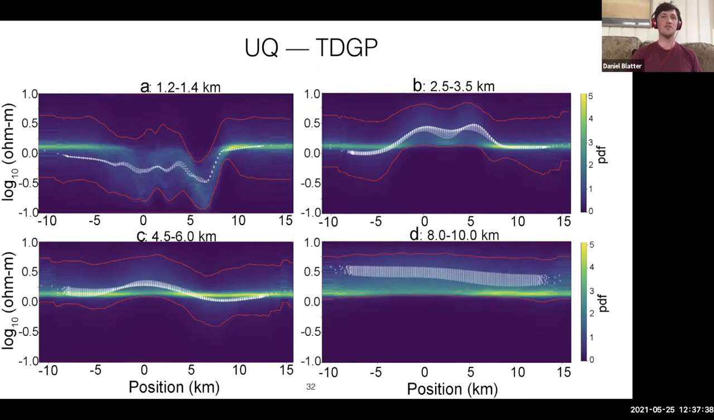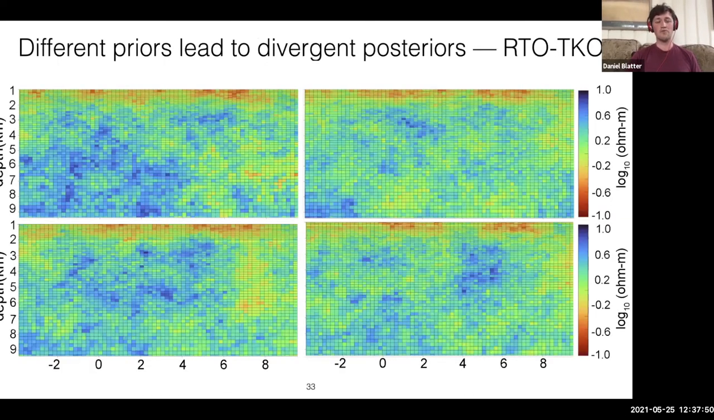Now, this might make you think that one of the two algorithms is wrong, but actually what's going on here is that they just have very different priors. And as a result, they have significantly different posteriors as well. Here are four randomly chosen models from the RTO-TKO model ensemble. What you're seeing here is basically this random prior model that we are regularizing against being pulled away from by the data. So the data is sort of adding structure to that random prior model until you can fit the data adequately well. And again, there are a lot of different models that look very different from each other that all fit the data adequately well, which I think is telling you that the MT data in this case don't contain that much information about the subsurface.